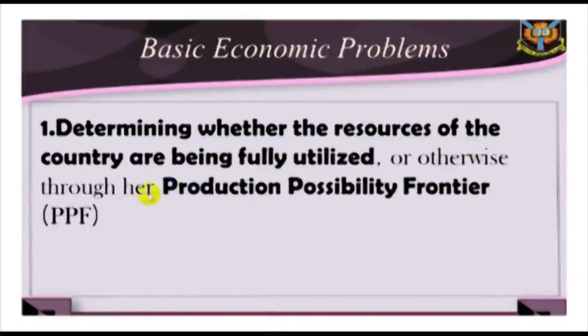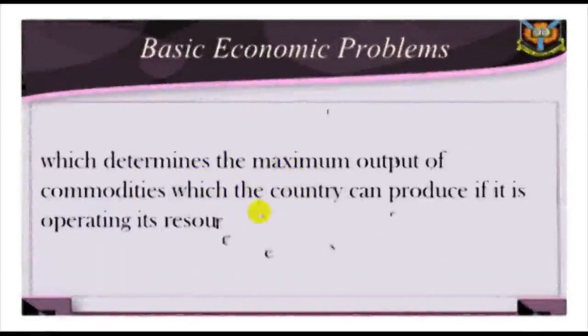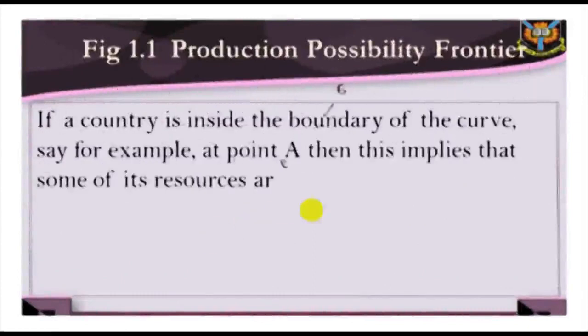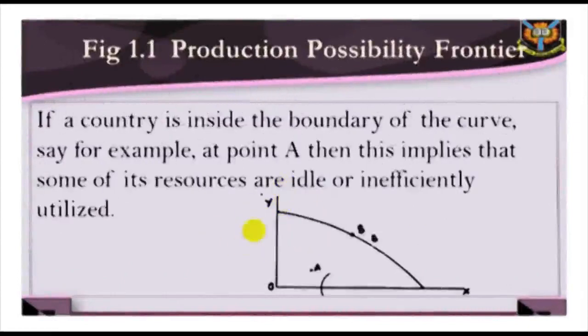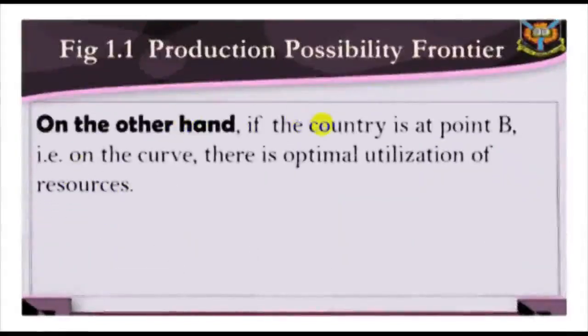Each country has a production possibility frontier, which determines the maximum output of commodities which the country can produce if it is operating its resources efficiently. If a country is inside the boundary of the curve, say for example at point A, then this implies that resources of the country are idle or inefficiently utilized. On the other hand, if the country is at point B, that is, on the curve, there is optimal utilization of resources.